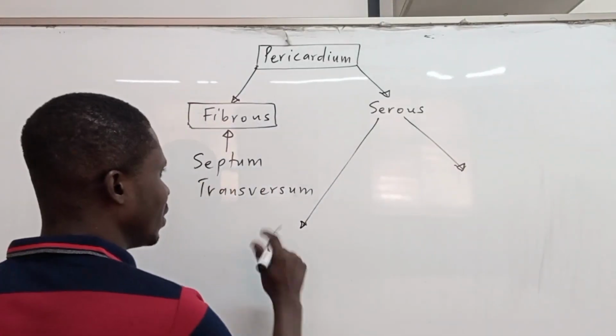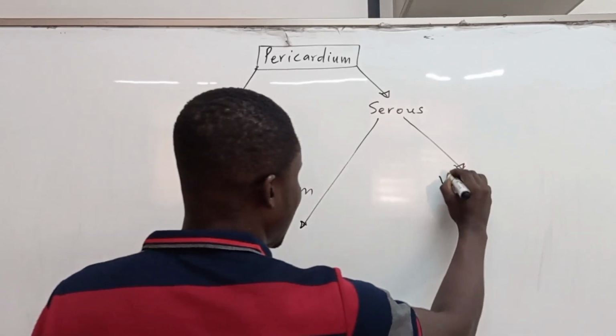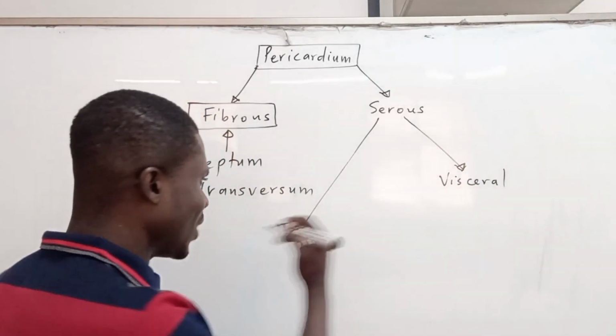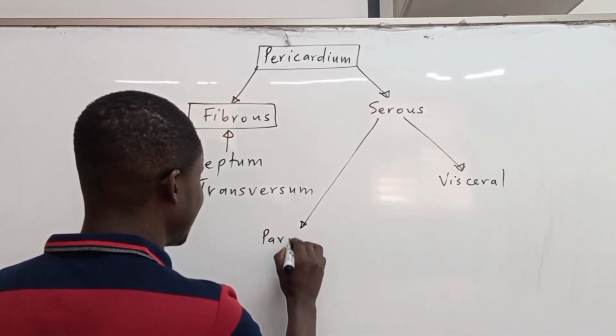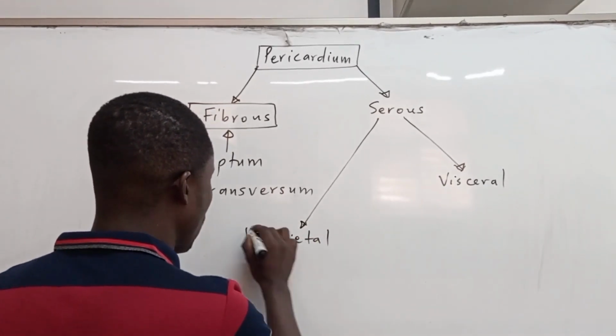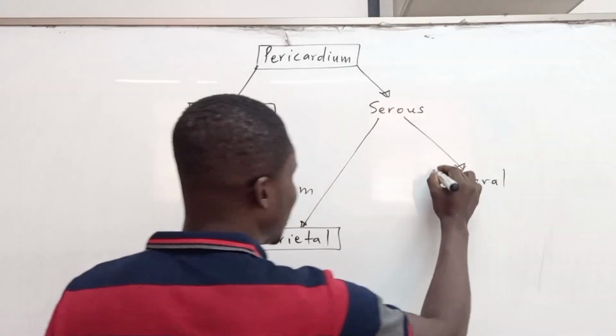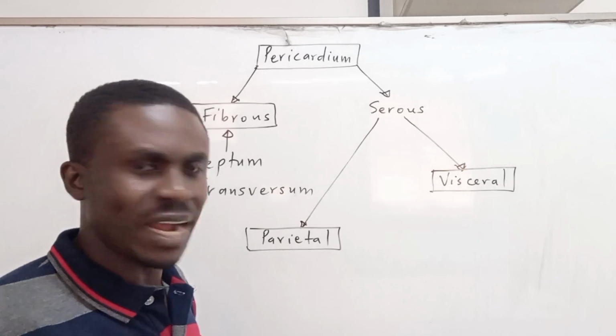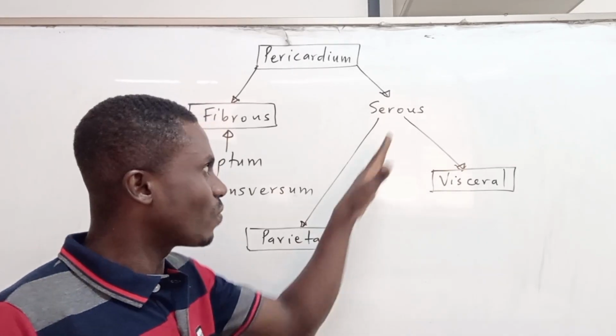So we have the visceral pericardium, okay? Then we also have what we call the parietal, the wall in which this heart dwells, fusing with that of the fibrous pericardium. You are going to have the parietal layer of the serous pericardium we are talking about.